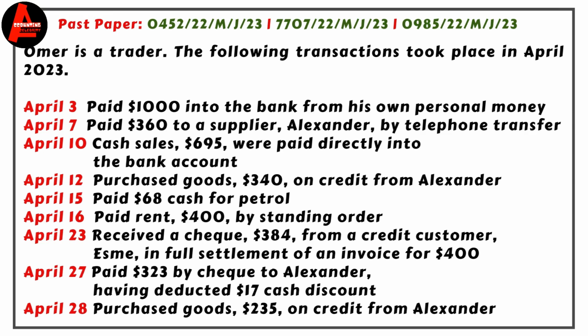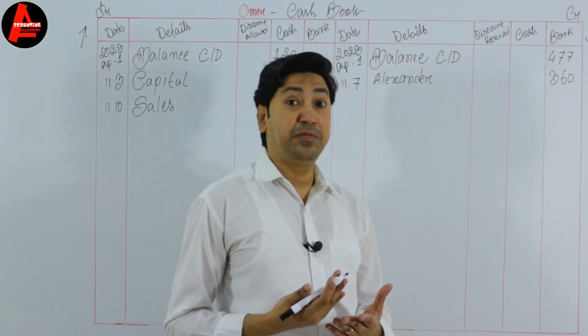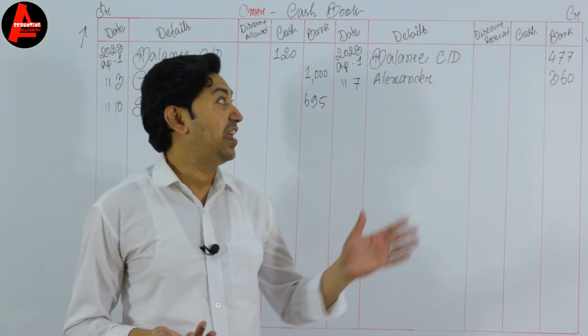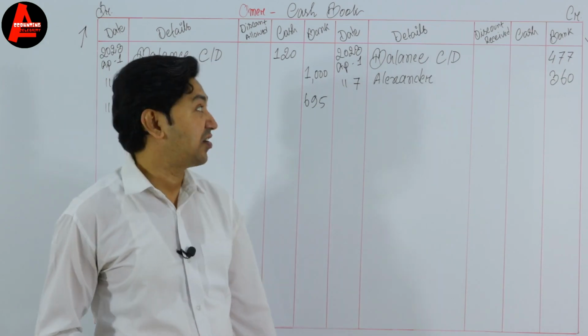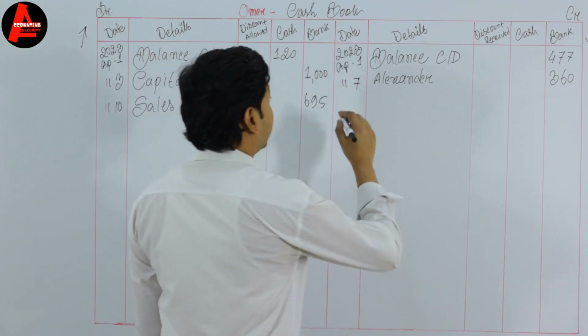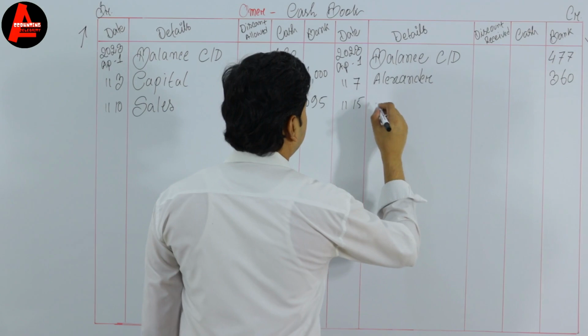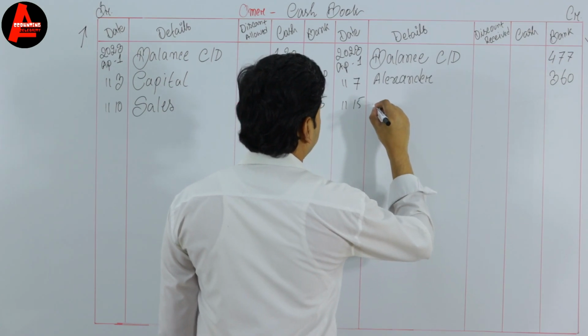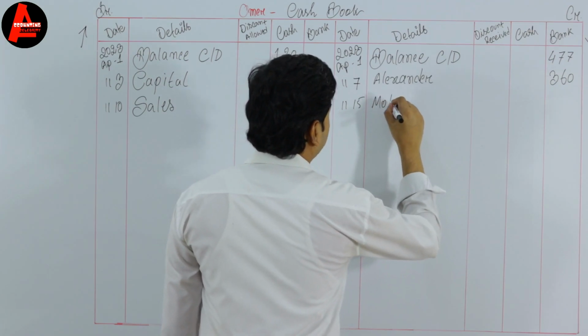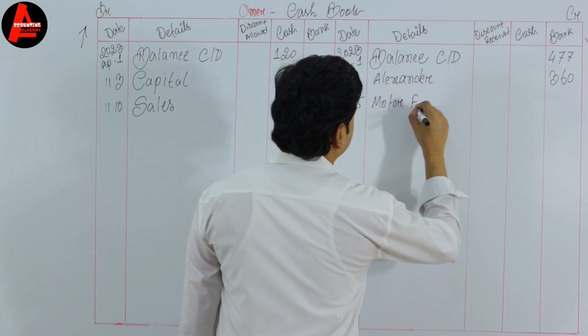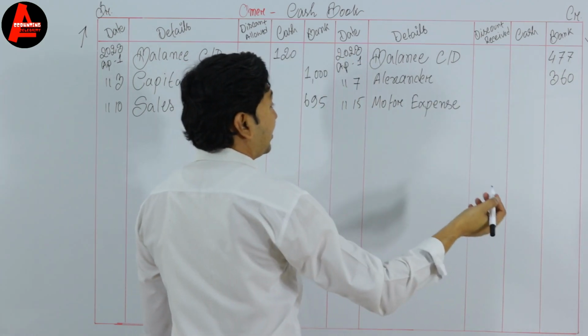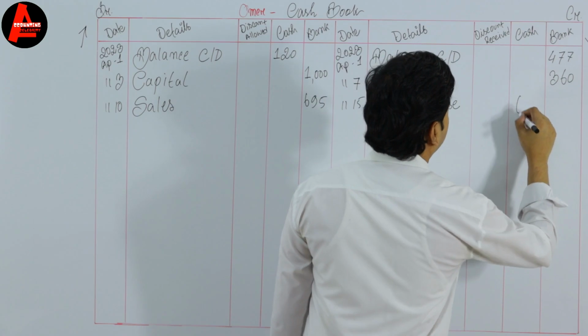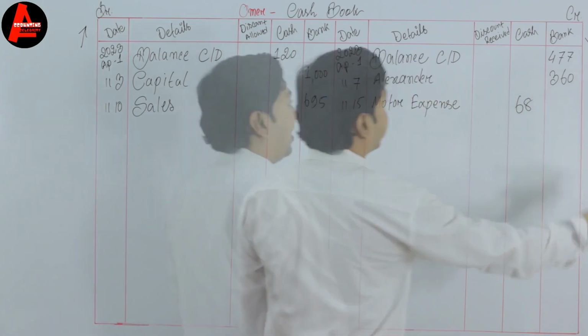April 15, paid $68 cash for petrol, okay? Payment, it is simple. Paid means cash will be decreased and it will go on the credit side, okay? So let us write April 15. What expense is it? It is fuel expense, so we can write motor expense here. This money is paid in cash, so we will write $68 under the cash column, okay?